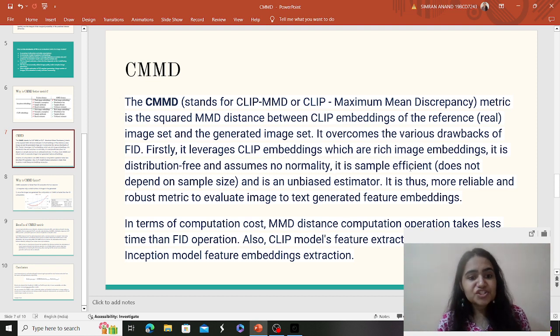It is sample efficient, does not depend on the sample size. It is an unbiased estimator. It is model agnostic, does not depend on the model, and bias is not depending on the model. It is thus a more reliable, robust and stable metric to evaluate image to text generated feature embeddings.